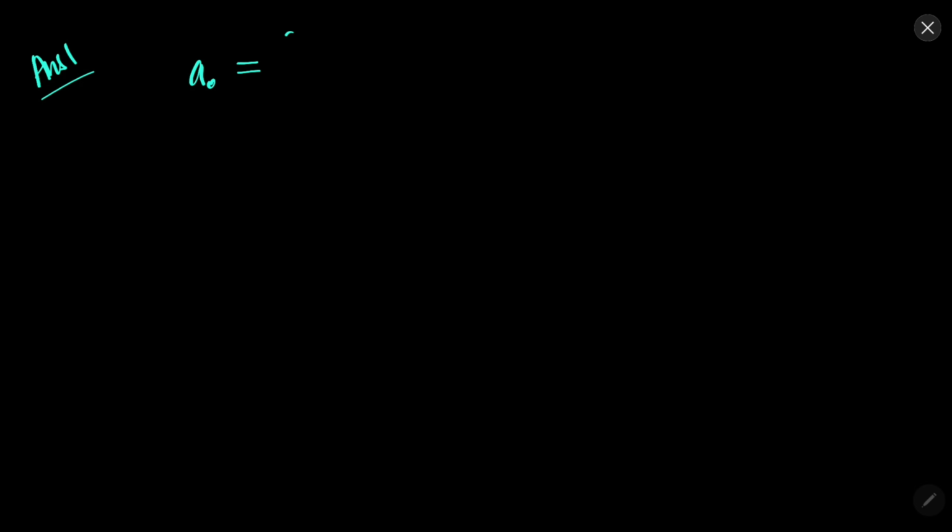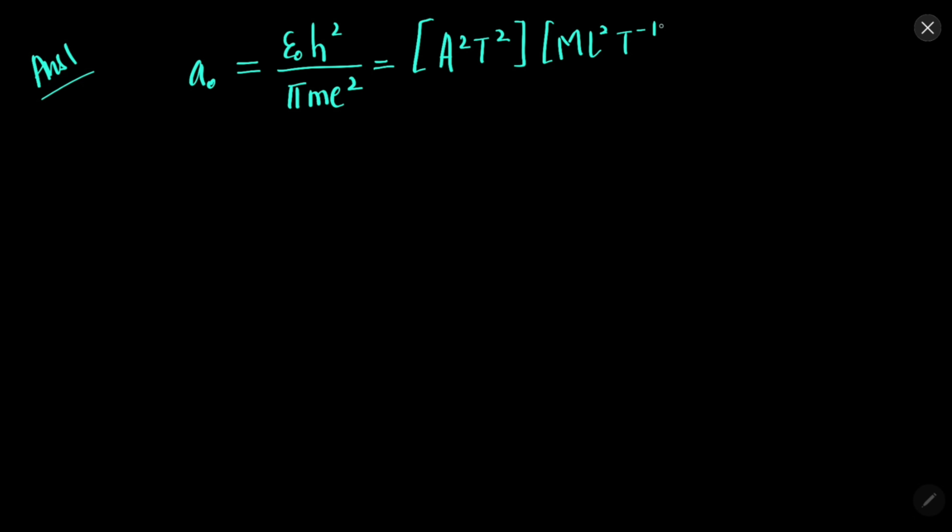So a naught is epsilon naught h square over pi m e square. Now let's write the dimensions of all these quantities. M L square t minus 1, whole square, upon pi, which is dimensionless. Then we will have M L square over M L t minus 2 into M A t, whole square.